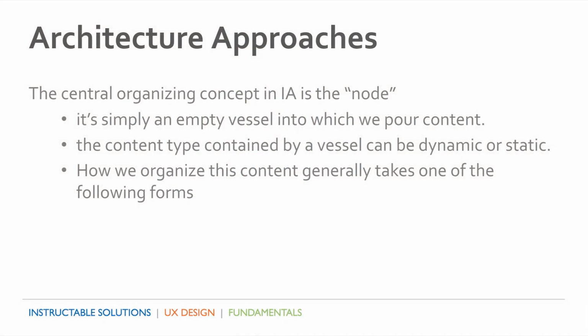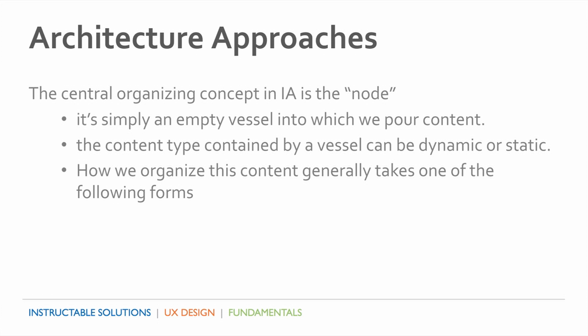We start our information architecture by making a list of all of those elements that we've captured in strategy and scope. A node is simply an empty vessel into which we pour content, features, or functionality. That content type contained by a vessel can be dynamic or it can be static, meaning that it can be continuously the same thing every time that we come back to it. Or if it's a template, it may contain serialized content, so content that is repeated in many places.